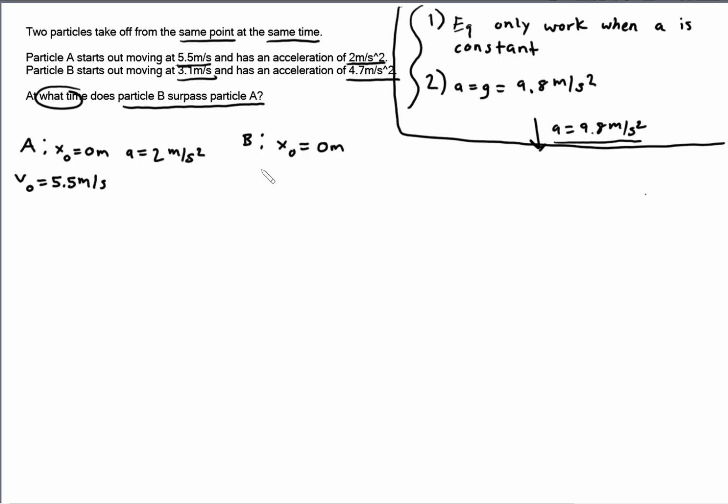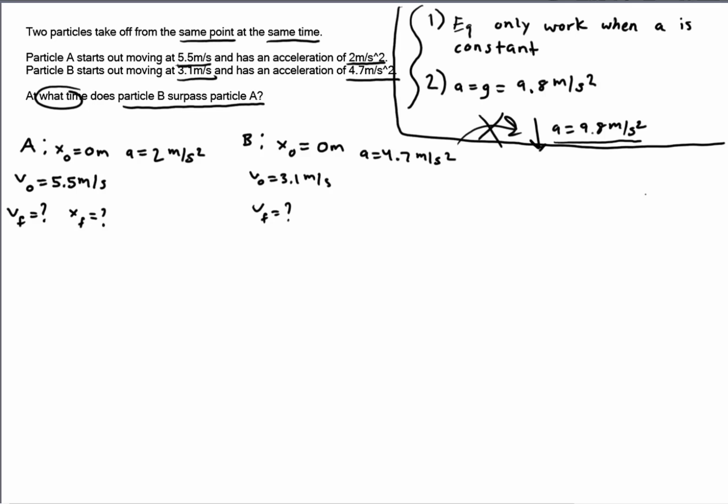For particle B, your initial velocity is 3.1 meters per second, and your acceleration given is 4.7 meters per second squared. So don't confuse this with acceleration due to gravity. Those are not the same thing. But here's the thing. We don't know our final velocity, we don't know our final position, and we don't know time for either of these.